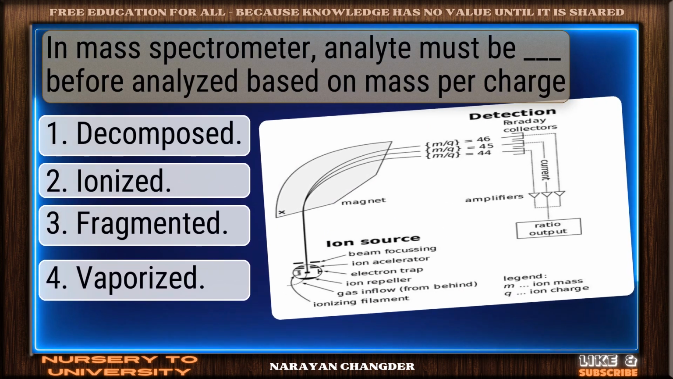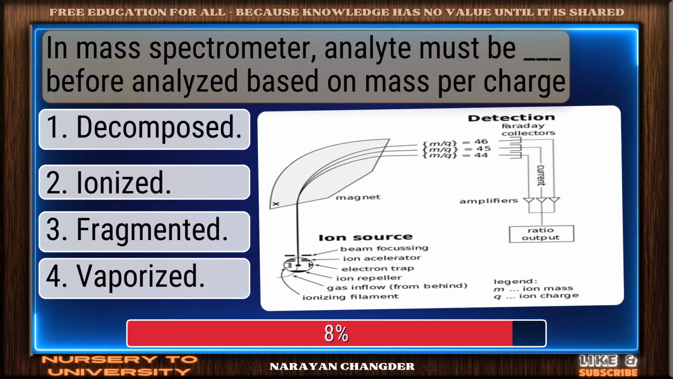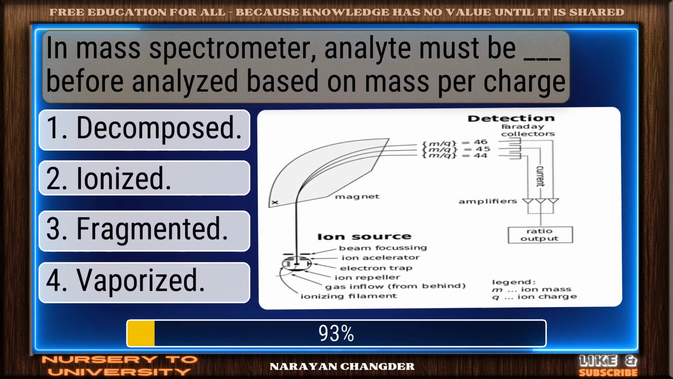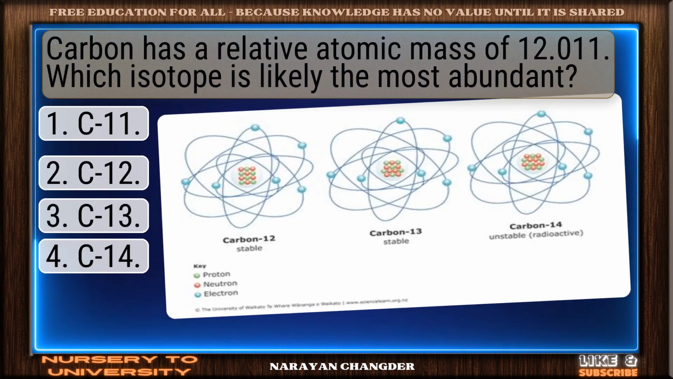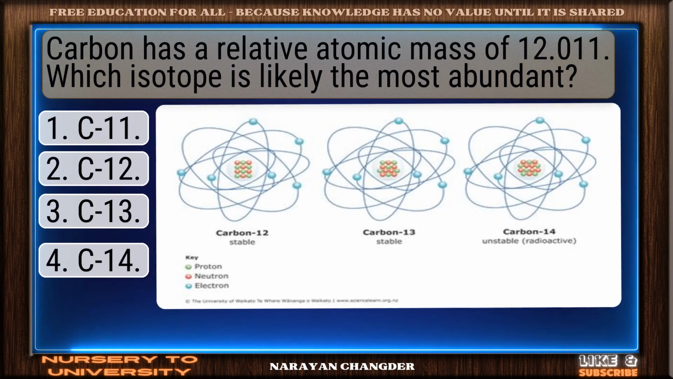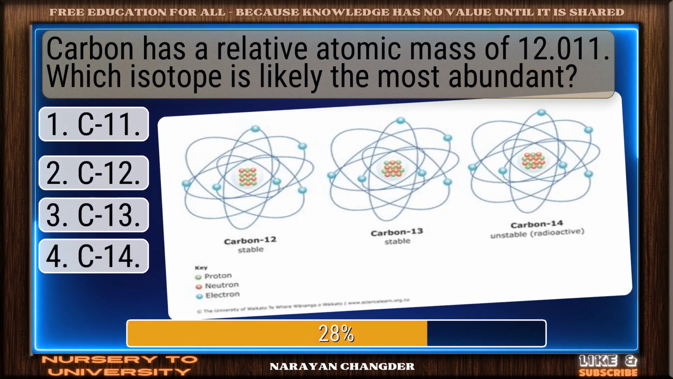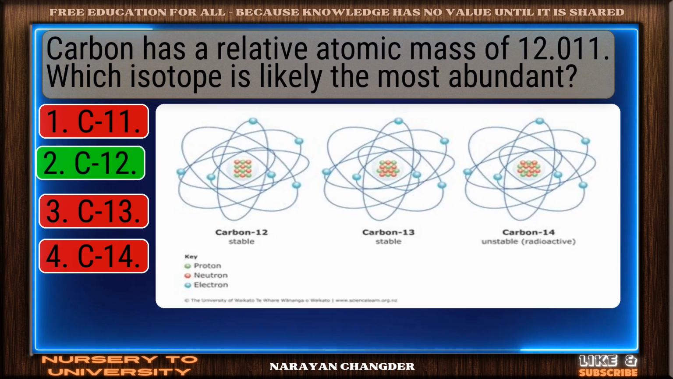In mass spectrometer, analyte must be dash before analyzed based on mass per charge. Excellent. Ionized is a brilliant choice. Carbon has a relative atomic mass of 12.011. Which isotope is likely the most abundant? Well done. C12 is the right choice.